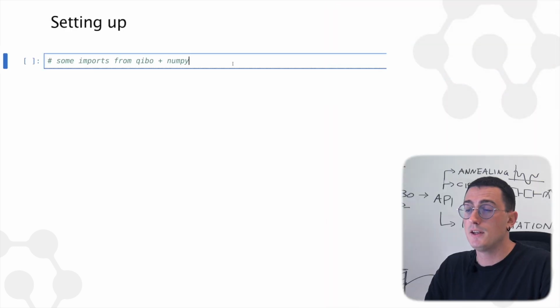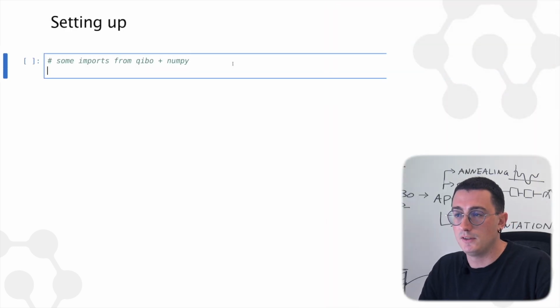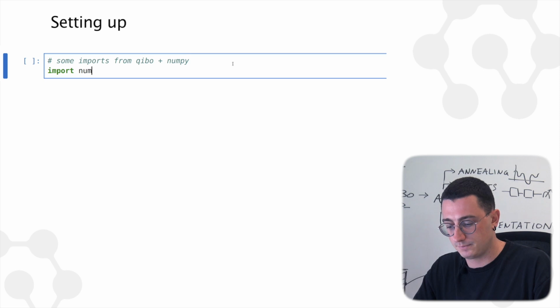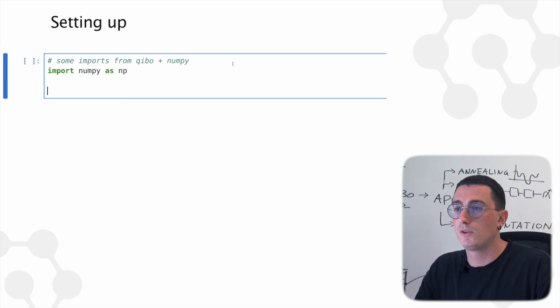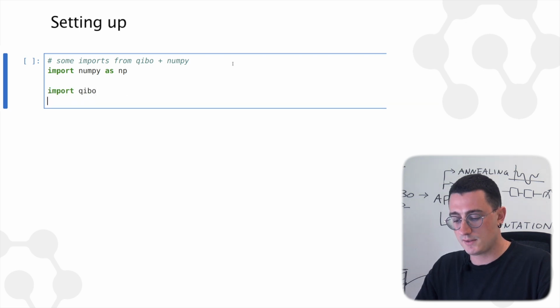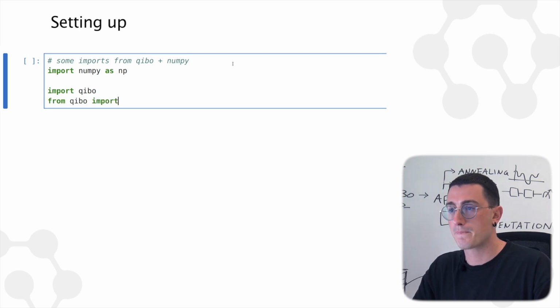We can start by importing the packages and the modules we want to use. So we import at first NumPy, and then we also import Qibo and some useful classes and modules from Qibo: circuit, gates, and Hamiltonians.